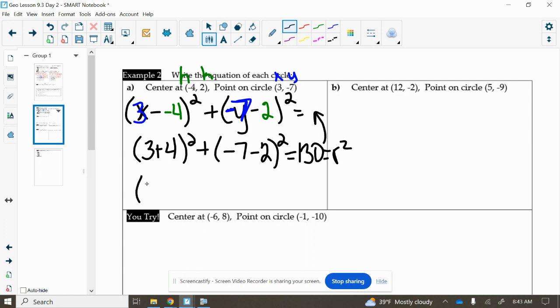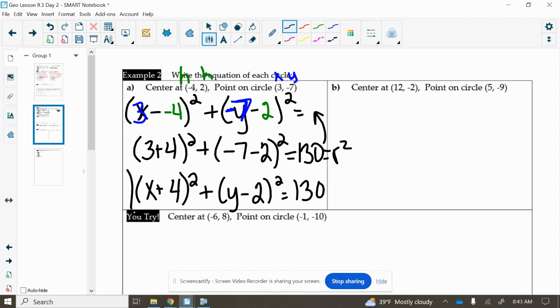Now be careful, your final answer on these should always be the standard equation without x and y plugged in, right? We want just h and k and that newly found r squared value is our final answer.